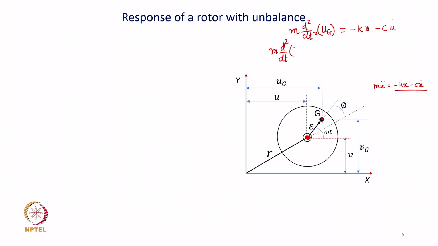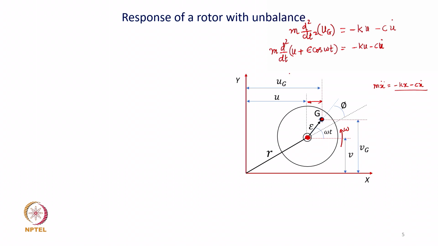The unbalance position is u plus this value. How much is that? The shaft has moved by an angle of omega t in time t, since it is spinning with a rotational speed of omega. So, it is u plus epsilon cos omega t, isn't it? Minus k into u minus c into u dot.